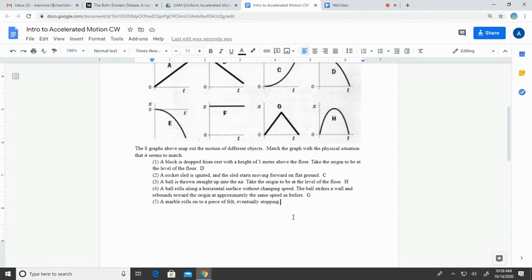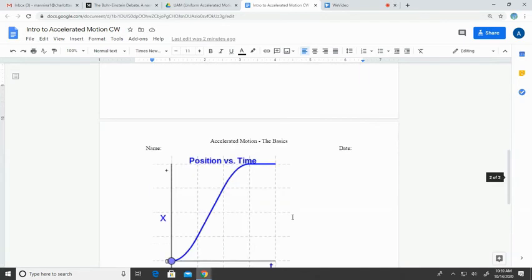And again, our main goal here is to show that we can take these graphs and these real world situations and relate the two, to see that these graphs don't just mean something strange going forward. All right?